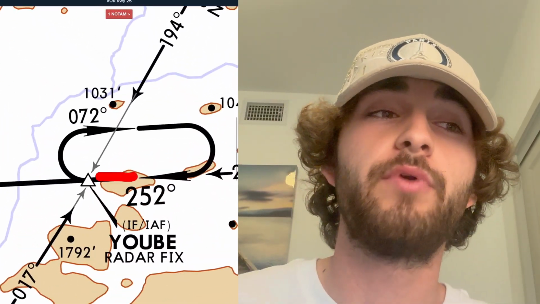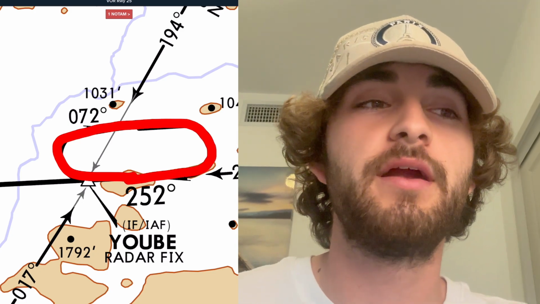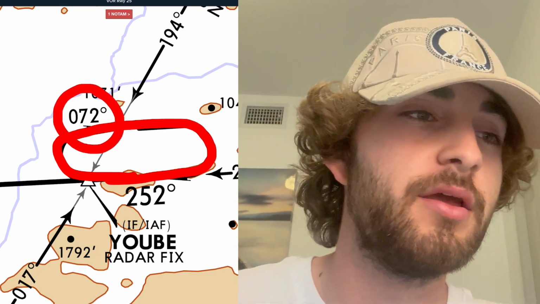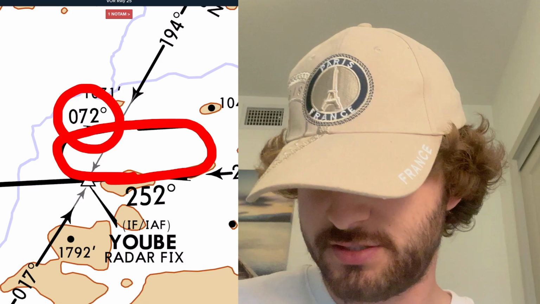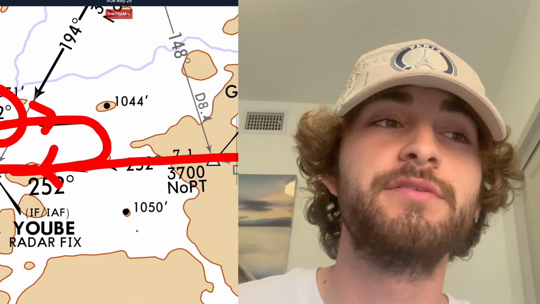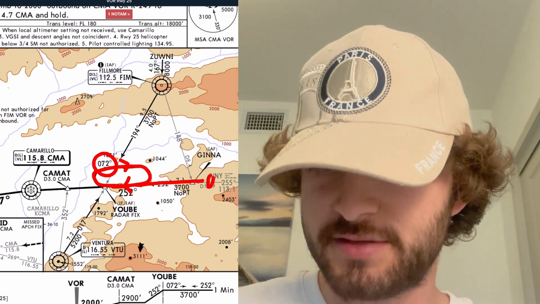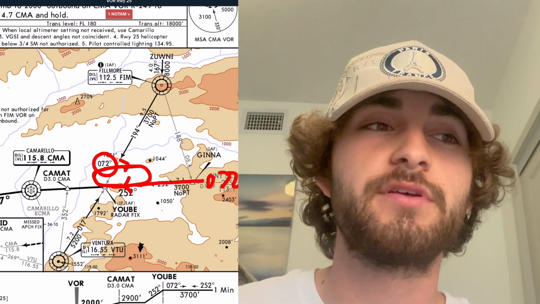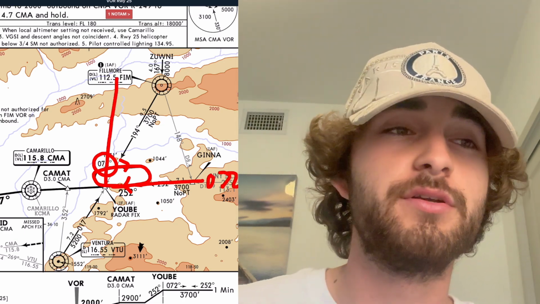Like we said earlier, it's really important to remember. I'm going to pull up a plate with a hold that's making left turns. So in this scenario, we're going to take that outbound leg. Here we could see it is 072, and we're going to have to subtract, since we're making left turns, 70 degrees from that 072 heading, and that will give us our next line of 002.